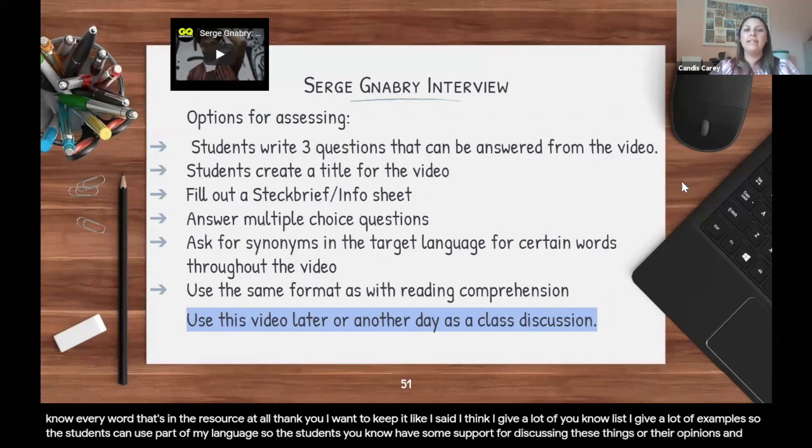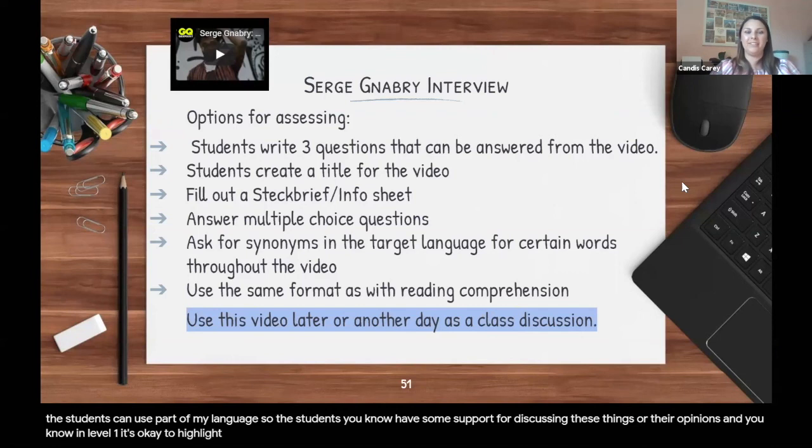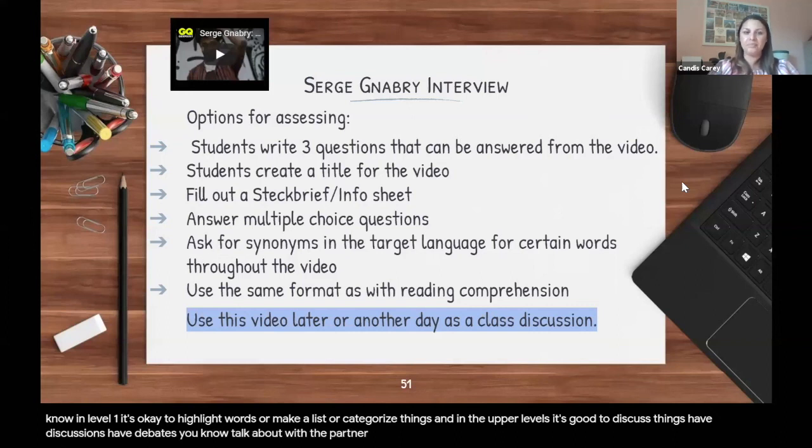And in level 1, it's okay to highlight words or make a list or categorize things. And in the upper levels, it's good to have discussions, have debates, talk with a partner about what you would do or using the resources.